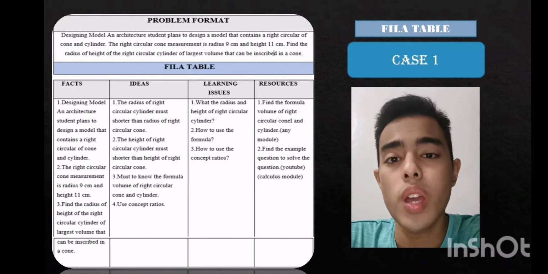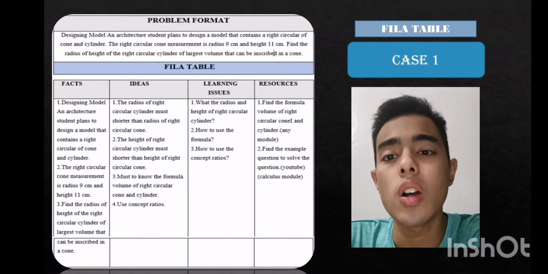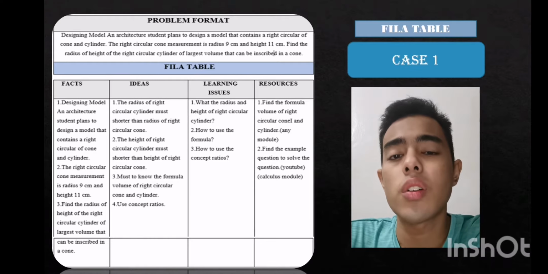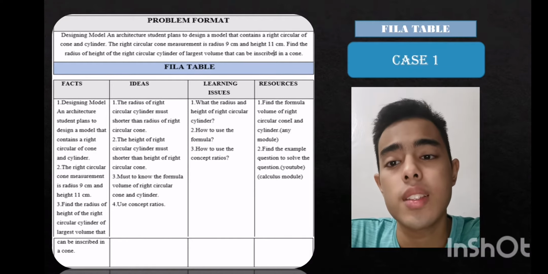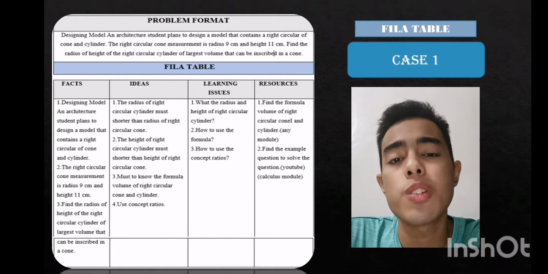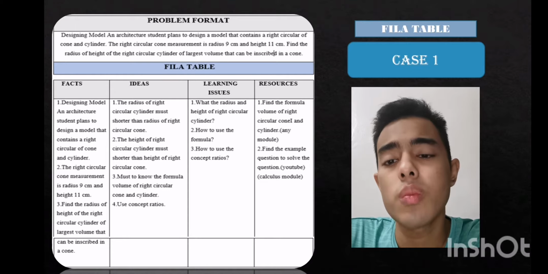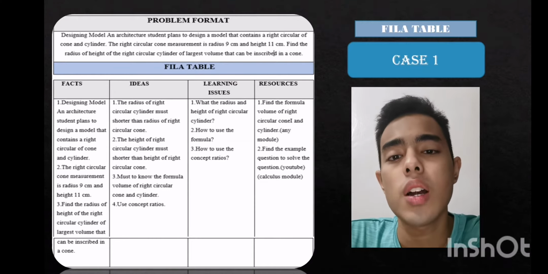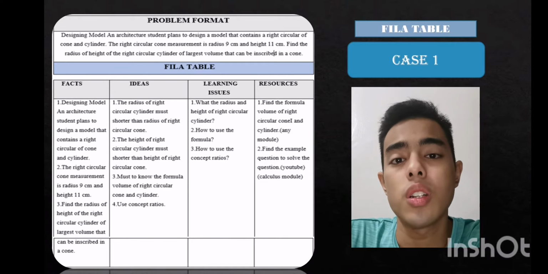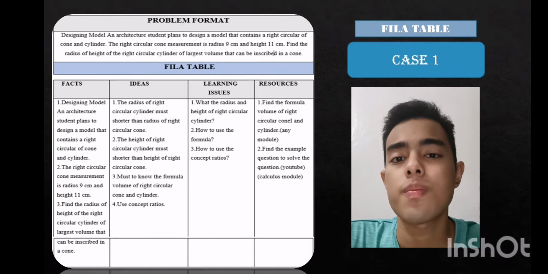From the questions, we have the ideas that the radius of the right circular cylinder must be shorter than the radius of the right circular cone. Next, we know that the height of the right circular cylinder must be shorter than the height of the right circular cone. Furthermore, we must use the formula of right circular cylinder and cone. Lastly, we must use the concept of ratios.